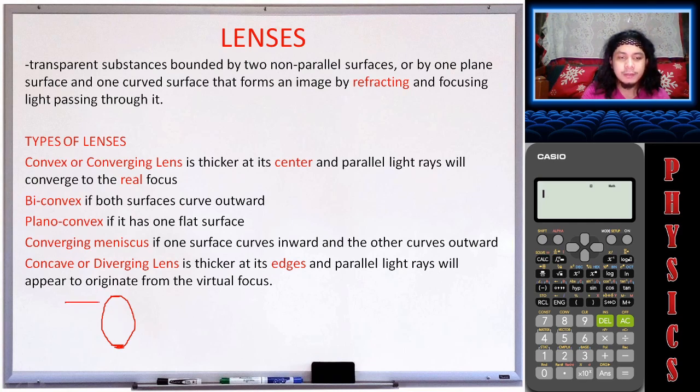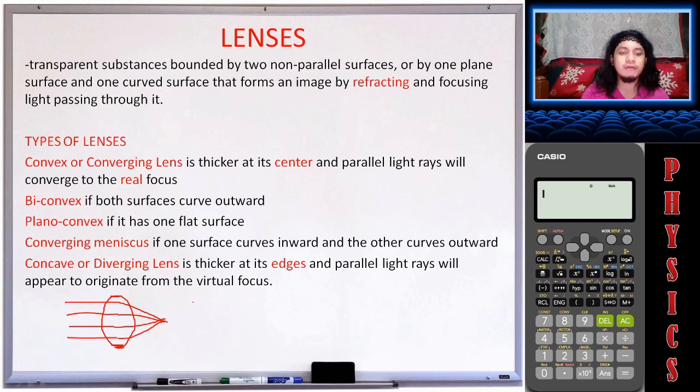Ito, convex or converging lens. Pag sinabi kasing convex, ang curve niya is outward. Pag sinabing converging lens, it means that the light converges to one point or the focus. May focus tayo tinatawag. Diba, may light na tumama sa lens. So, ang tendency niya kapag usapang convex lens or converging, mag-converge yung light sa isang point which is the focus. Okay? This is the biconvex lens.